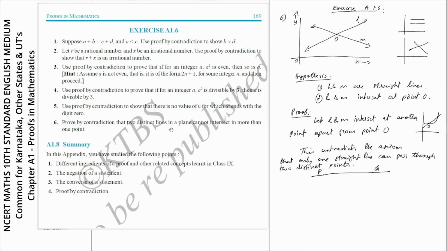Now I assumed that L and M intersect at 2 points, but according to this axiom, between 2 points only one line can pass through. Therefore our assumption itself is wrong. Therefore our assumption that the lines L and M intersect at 2 points is not correct.